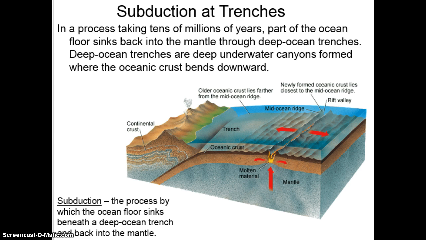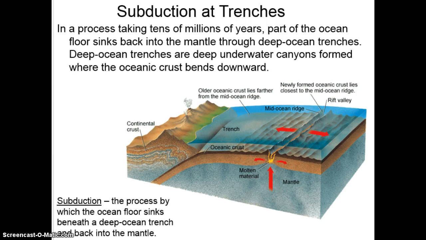Subduction at trenches. You should know that the root word sub means under. In a process taking tens of millions of years, part of the ocean floor sinks back into the mantle through deep ocean trenches. Deep ocean trenches are deep underwater canyons formed where the oceanic crust bends downward. Subduction is the process by which the ocean floor sinks beneath or below a deep ocean trench and back into the mantle. So take a look at your diagram.